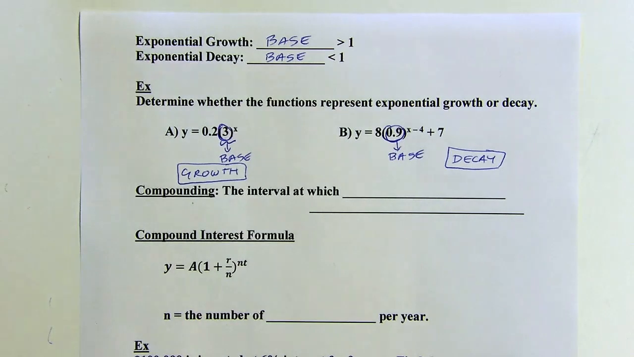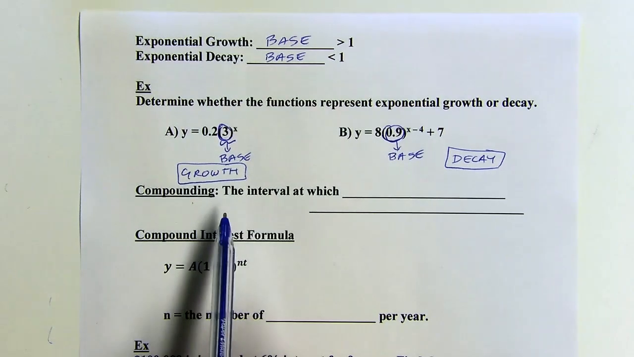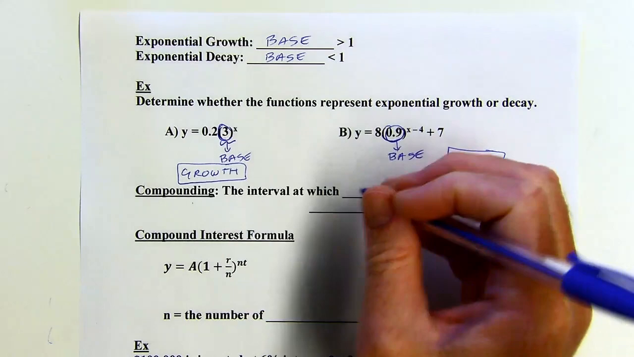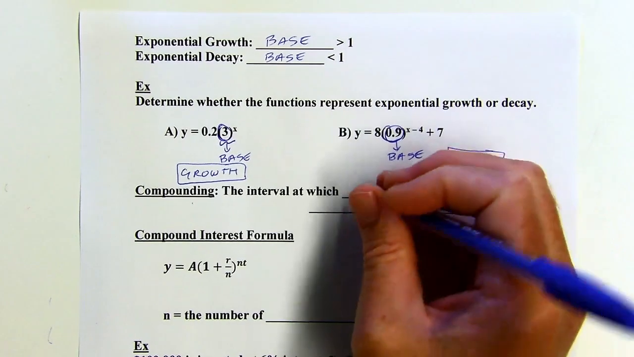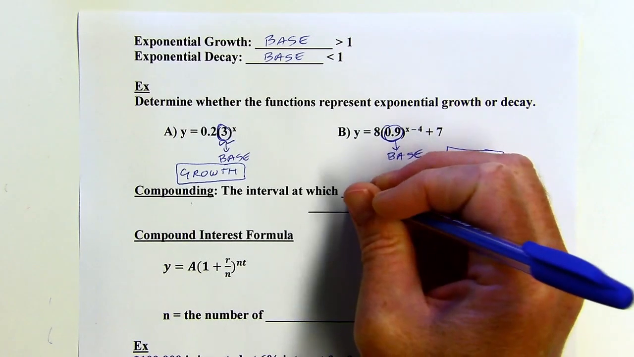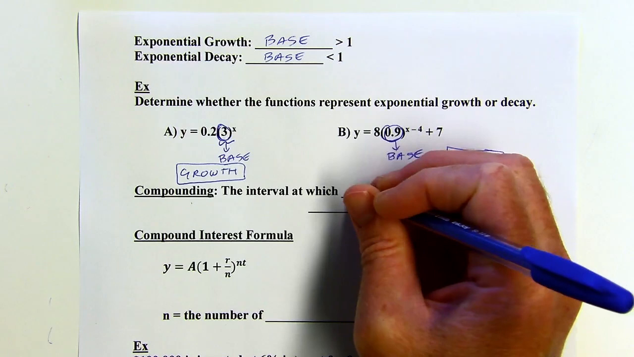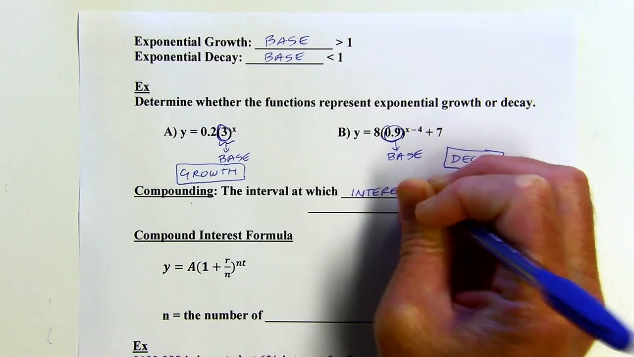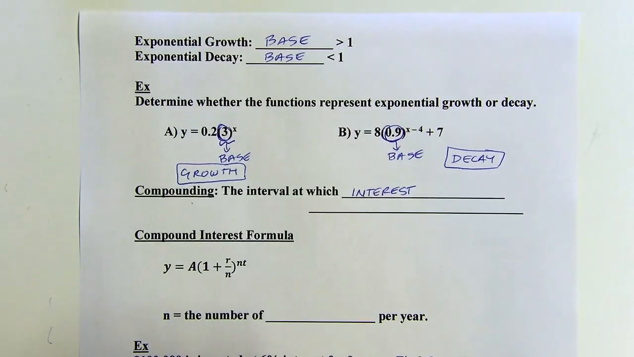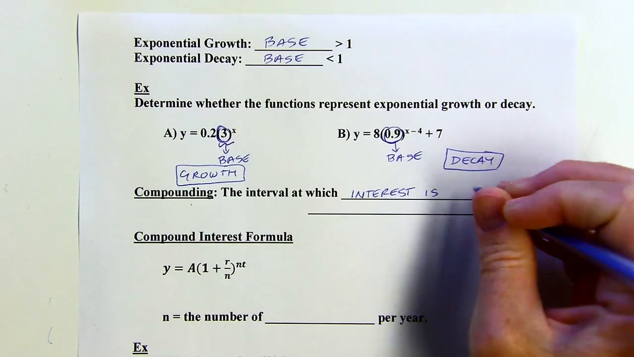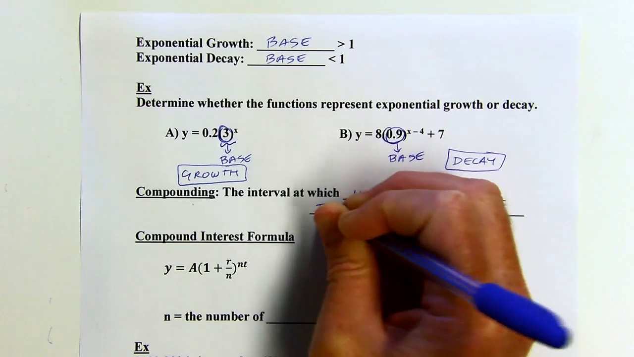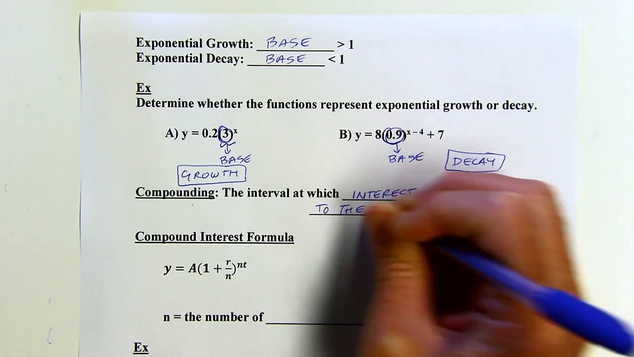All right, so new topic. We're going to look at compounding. So the compounding is the interval at which interest is added to the original amount. So I'm just going to think of this as a bank account just to get started.